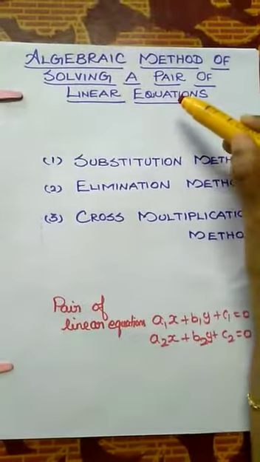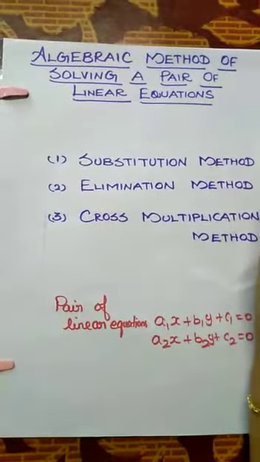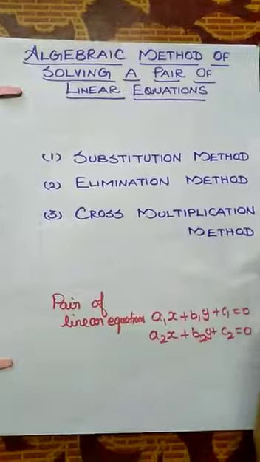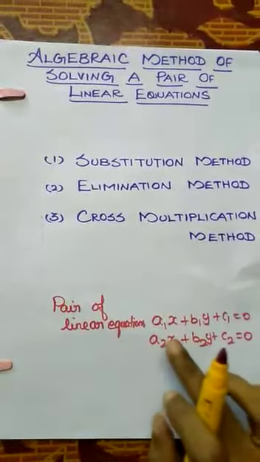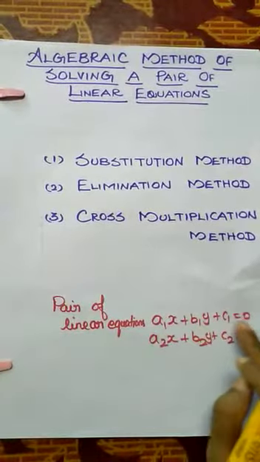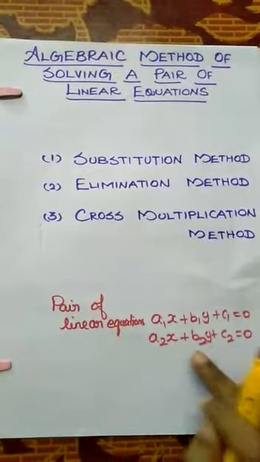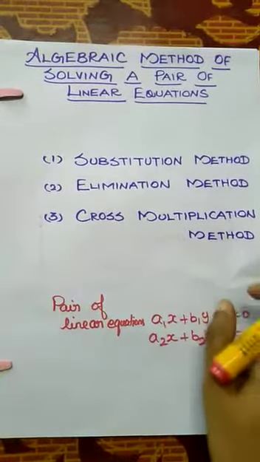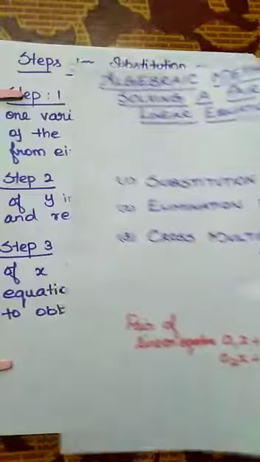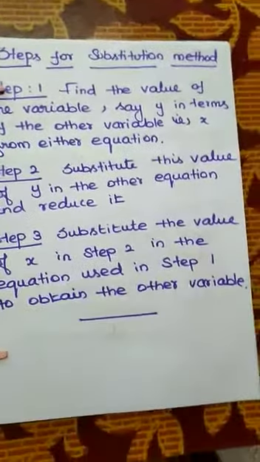Actually, what is a linear equation? A polynomial of degree 1 is called a linear equation. A pair of linear equations, for example: a1x plus b1y plus c1 equal to 0, a2x plus b2y plus c2 equal to 0. Now I am going to explain the steps for the substitution method.